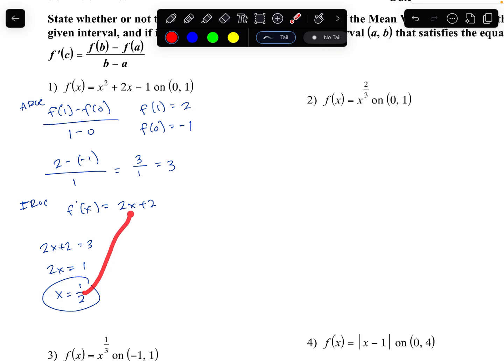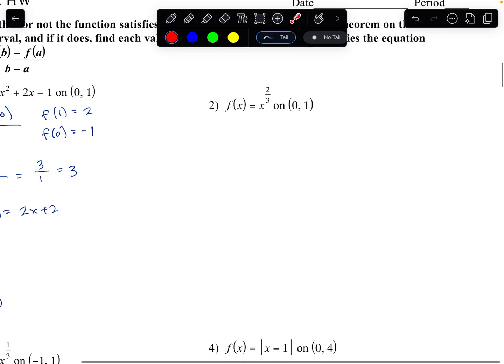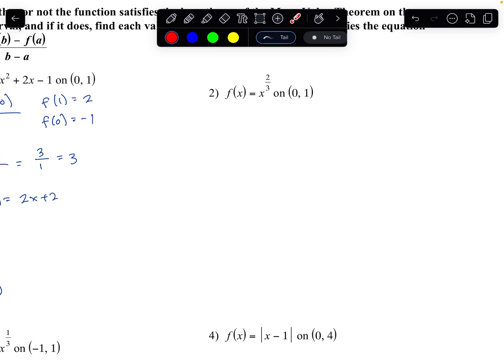So if I plug in 1/2 right here, 2 times a half is 1, 1 plus 2 is going to be equal to 3, therefore they're going to be the same. All right, for 2, on the interval from 0 to 1. I think we are good on this interval.